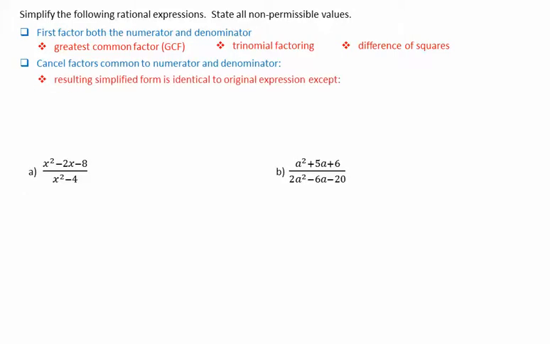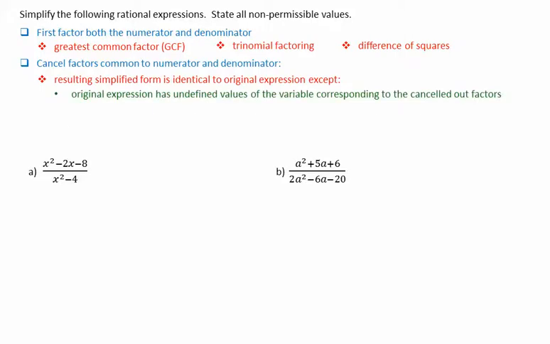The resulting simplified form is identical to the original expression, except the original expression has undefined values of the variable that correspond to the canceled out factors. As an example, if we have x plus 2 times x minus 1 over x plus 2, we can cancel out the x plus 2's. This then is equivalent to x minus 1, except x cannot equal negative 2.